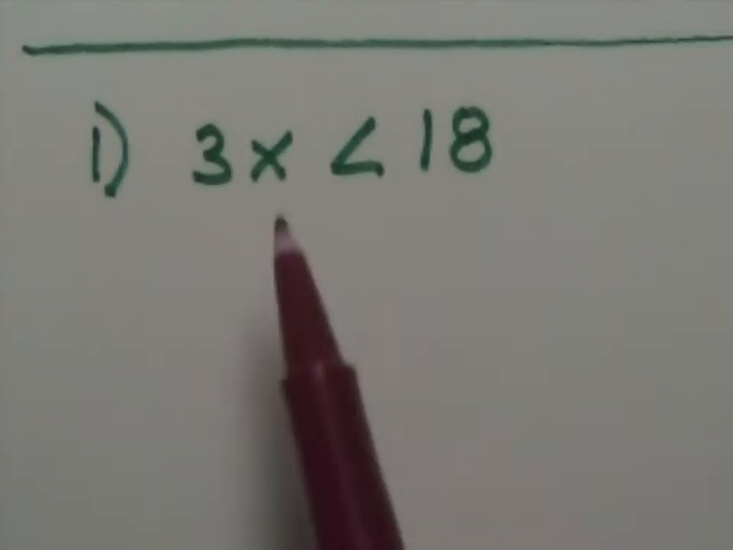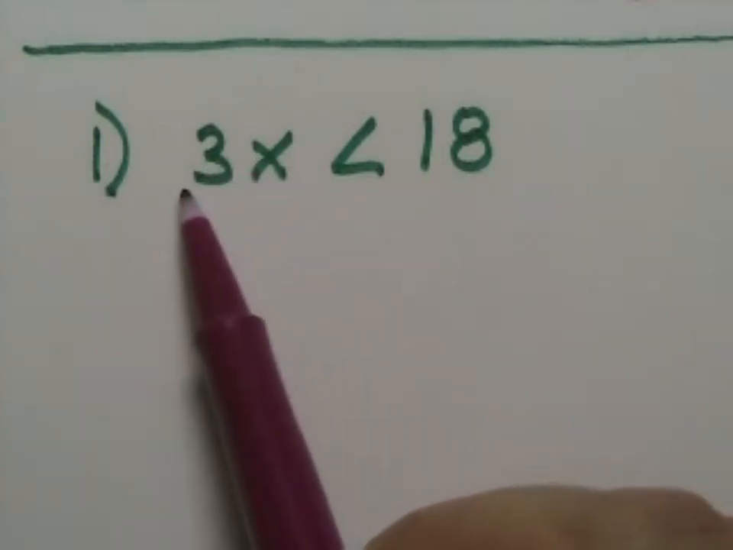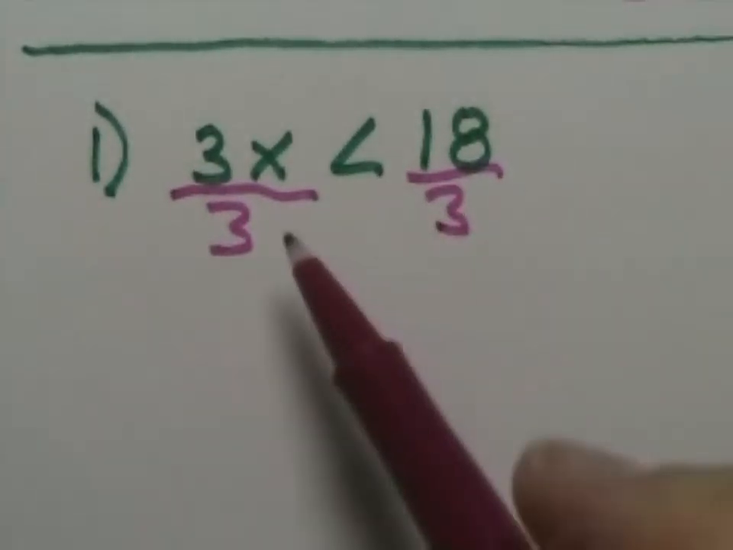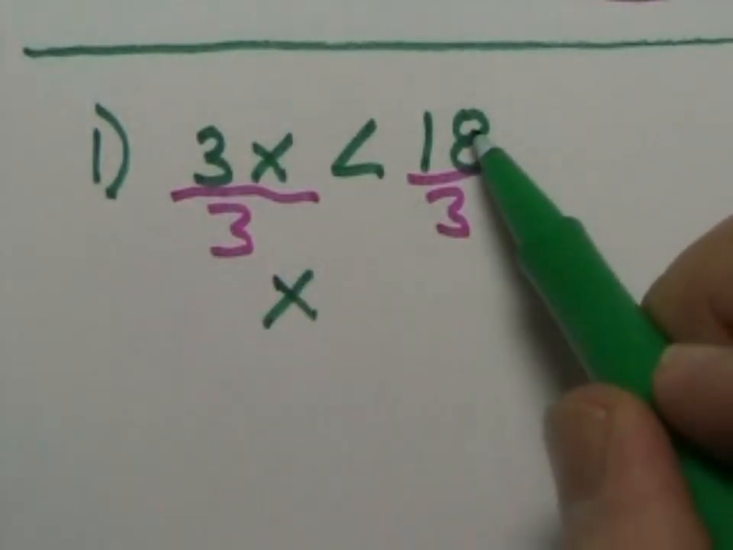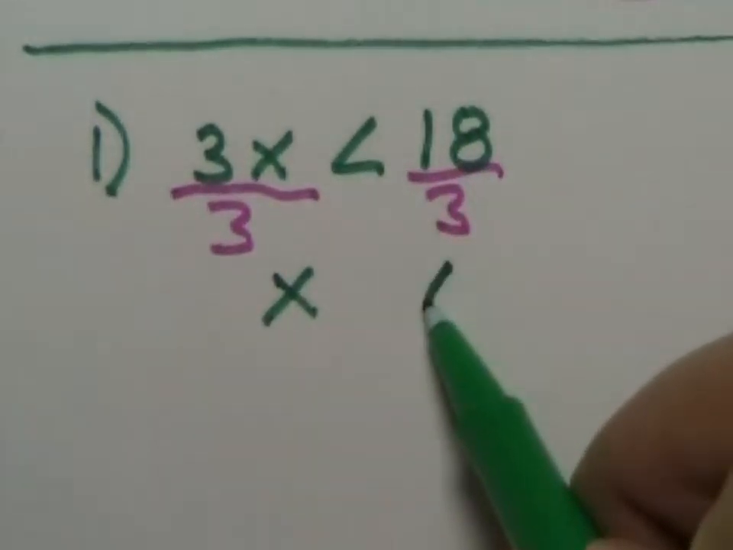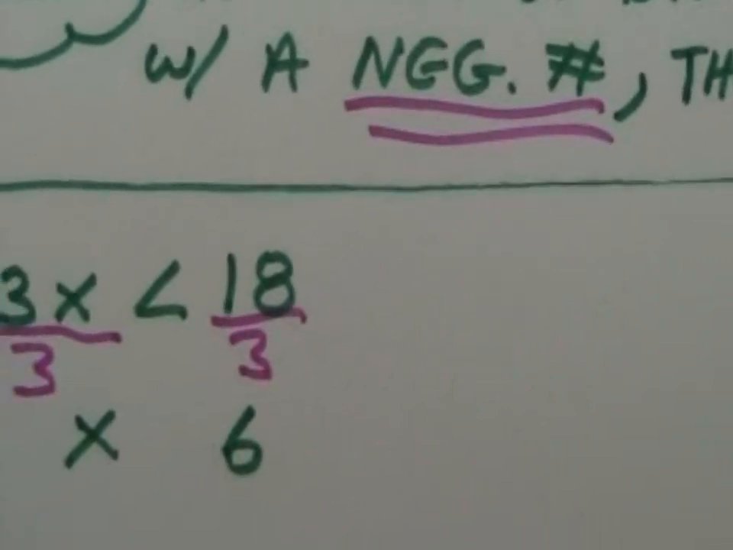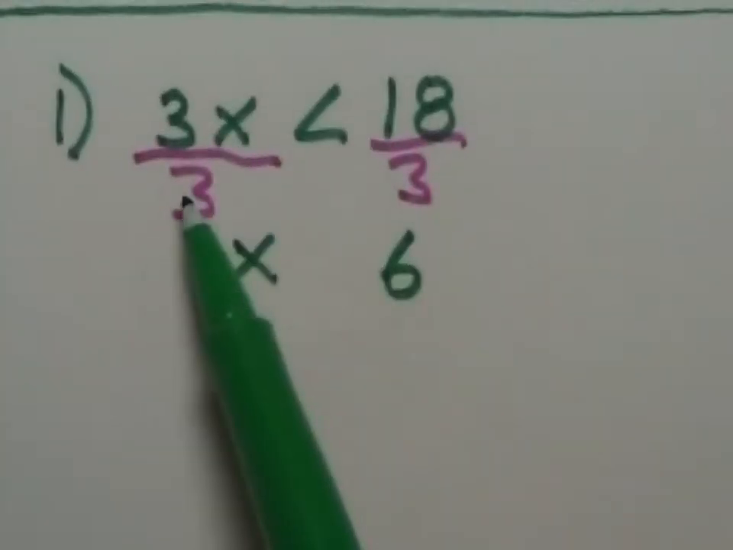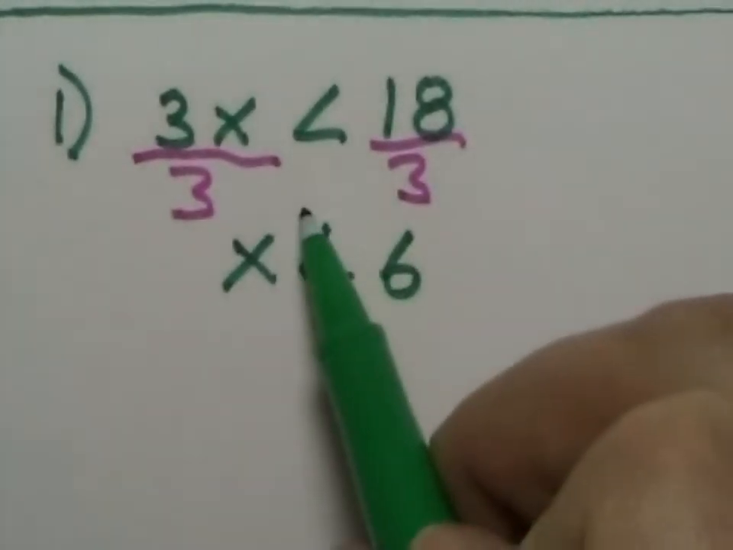Remember, our goal is to get the variable alone. To get the x alone, I need to get rid of 3. That's 3 times, so I have to do the opposite of times. I divide by 3. Okay, so that is gone. That leaves x, and over here, 18 divided by 3 is 6. Question is, do we reverse the arrow? The rule is reverse the arrow if you multiply or divide both sides with a negative number. Am I dividing by a negative number? No. So you leave the arrow alone.